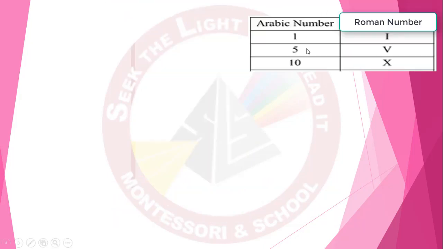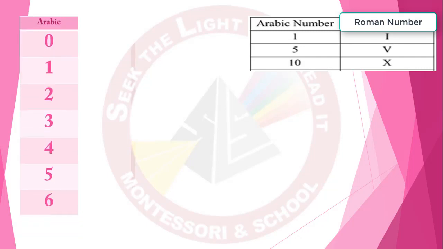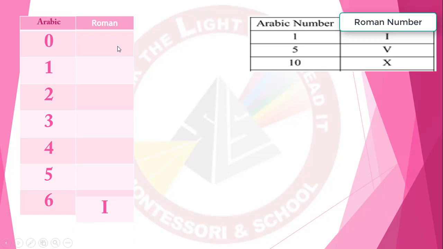Let's move further. As I told you earlier, we are going to use these three symbols to make new symbols or numbers. Let's learn how. Okay, so these are the Arabic numbers. As we all know, there is no special symbol for 0 in Roman, so we move on to 1, and we know that the symbol for 1 is I. For 2 and 3 we don't have any special symbol, so we just add 2 I's together to make 2, and for writing 3 we add 3 I's together.